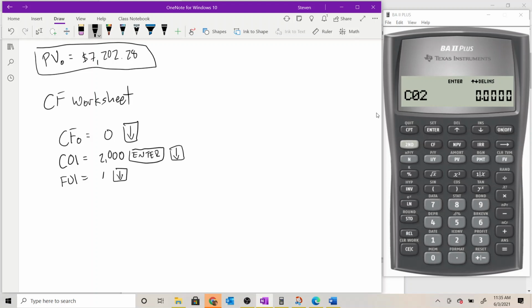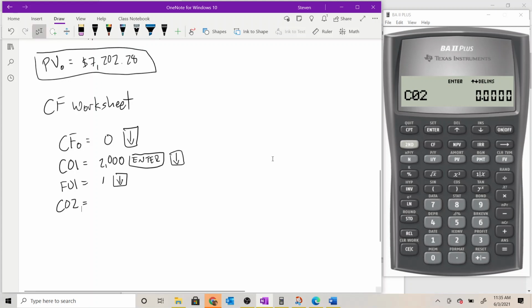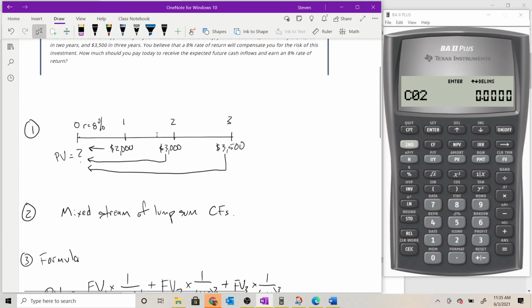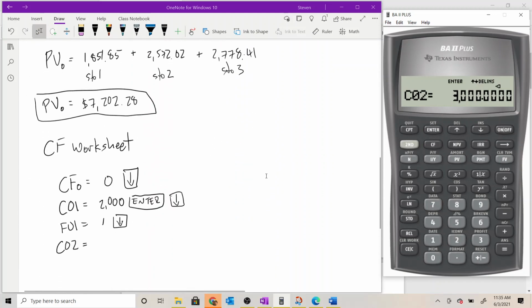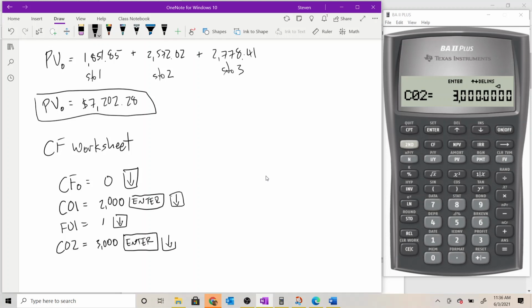Okay, when we hit the down arrow key, we get C02 as the next entry, which stands for cash flow 2, or the next different cash flow on your timeline. For us, that was a cash inflow of $3,000, so we're going to enter 3,000 and then press enter to store it. And then, you probably guessed it by now, we'll hit the down arrow key to go to the next entry.